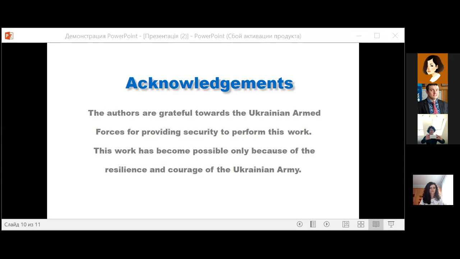Slide 10, acknowledgements. The authors would like to thank the armed forces of Ukraine for providing security to perform this work. This work has become possible only because of the resilience and courage of the Ukrainian army.